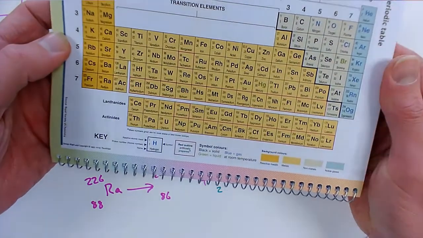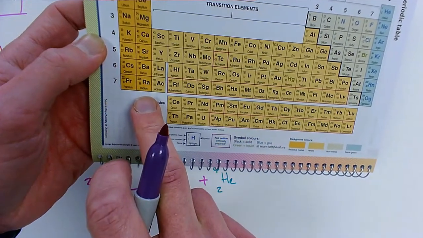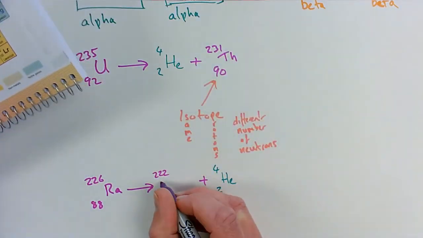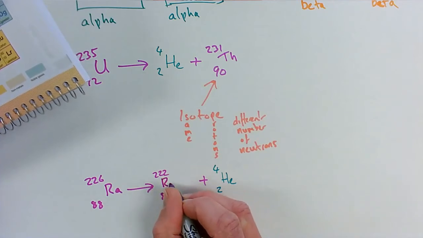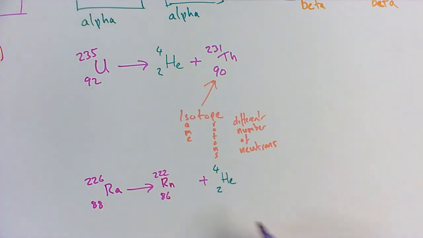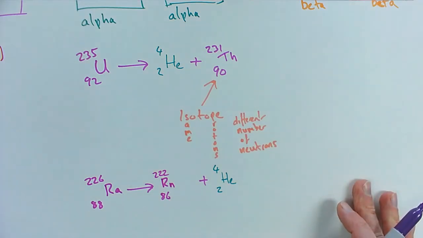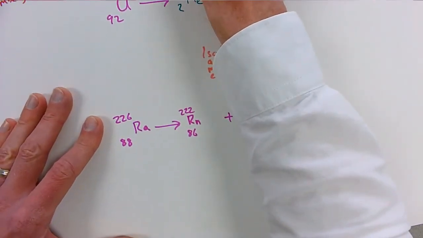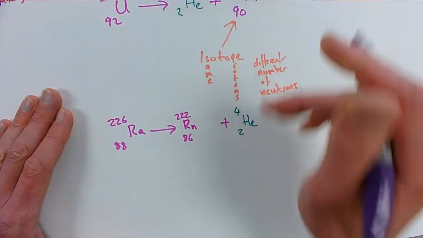Let's have a look at our periodic table. Well, radium was here, but we've got to go down to 86, which is radon, Rn. So radium becomes radon. And I'm going to do one more now, but I'm going to suggest that you pause the film and see if you can work this one out yourself. So this is why you'll need your own periodic table.